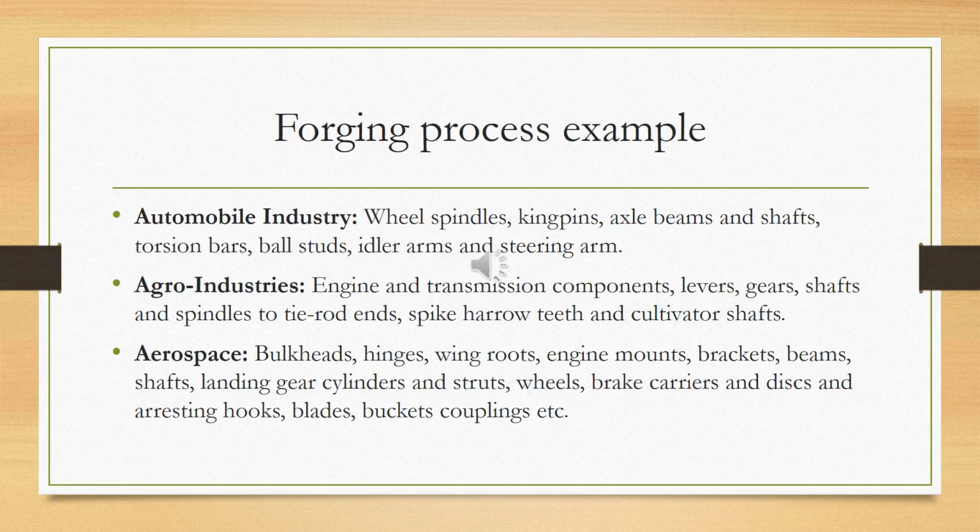Forging process example. Automobile industry: wheel spindles, kingpins, axle beams and shafts, torsion bars, bolt studs, steering arms and stem arms. Agro industries: engine and transmission components, levers, gears, shafts and spindles, tie rod ends. Aerospace: bulkheads, hangers, wing roots, engine mounts, brackets, beams, shafts, landing gear cylinders and trunnions.